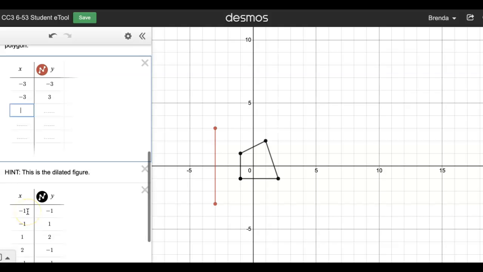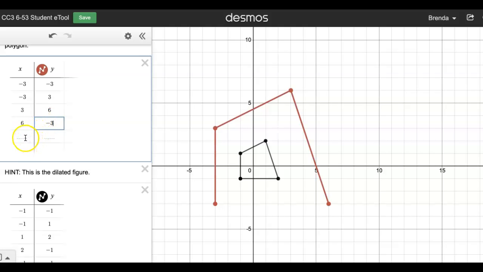My next coordinate is 1, 2. Multiply each of those by 3, so I get 3 and 6. And my last coordinate is 2, negative 1. Multiplying those by 3, I get 6, negative 3. And then I want to start at the coordinate that I began with, negative 3, negative 3, to close the shape.